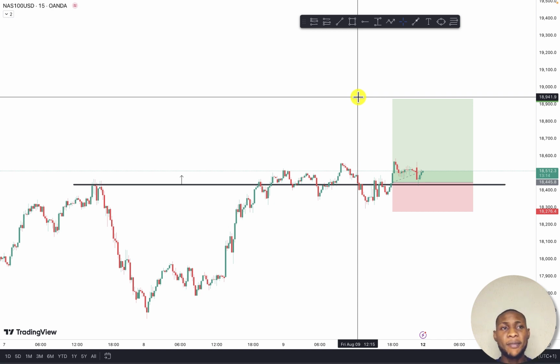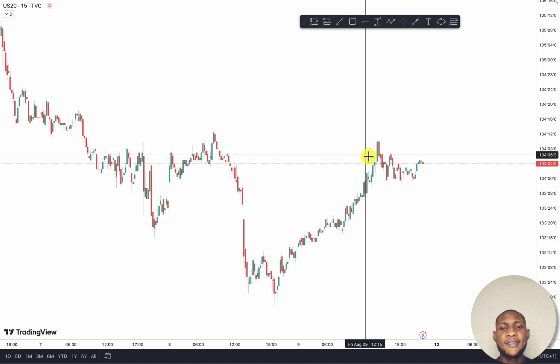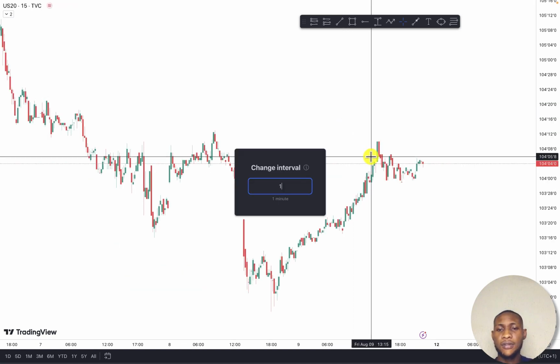So this is the reason why I'm taking this trade. I love the trade on Nasdaq right now, and I'm also loving the trade on US 30.